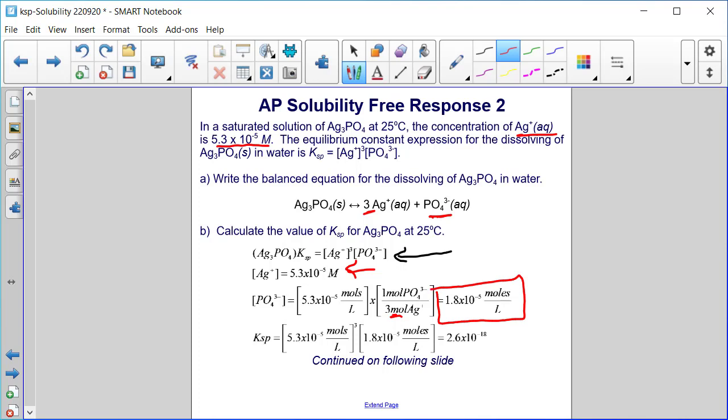We can substitute those two values into our Ksp expression. So silver is 5.3 times 10 to the minus 5 cubed. And then the phosphate is 1.8 times 10 to the minus 5. Okay, so we get a value of Ksp equal to 2.6 times 10 to the minus 18.